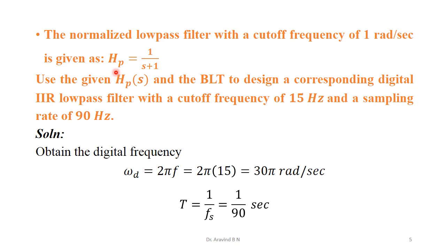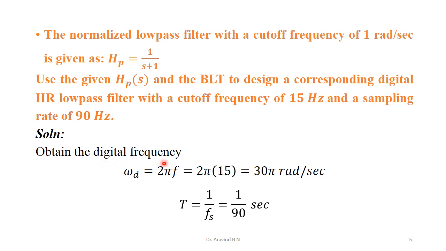So the prototype HP of S is given, and we need to design a digital IIR low pass filter, and it is having the cutoff frequency 15 Hz as well as the sampling rate of 90 Hz. Now let us go through the procedure.